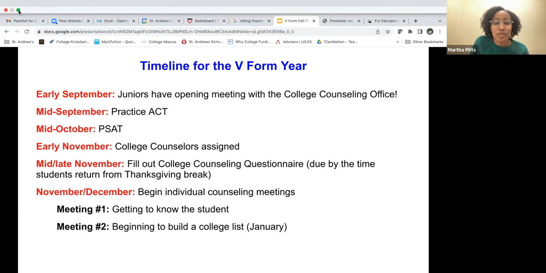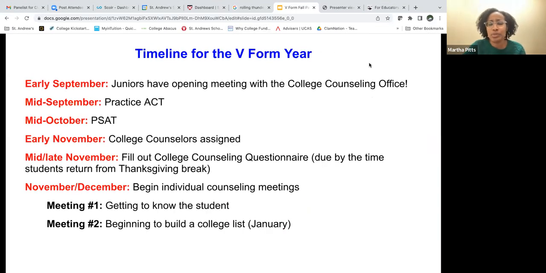All right, the timeline for the fifth form year. Your students have seen this timeline many times already, and I think we briefly went over it at the meeting during Parents Weekend. In early September, we met with the whole fifth form to talk about college counseling, expectations, and important dates. The first important date was in mid-September, when we offered the practice ACT. About 34 juniors took advantage of this opportunity. The PSATs were held in October, and most of the fifth form class took them. We'll have the results of those scores after Thanksgiving break.